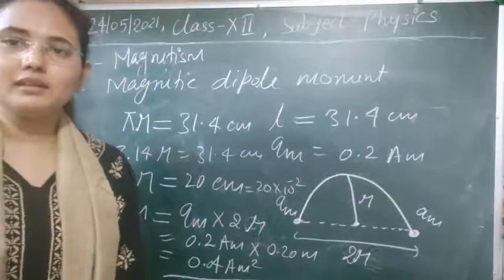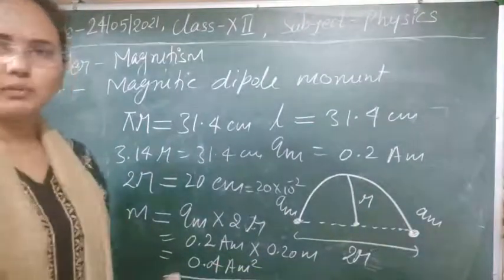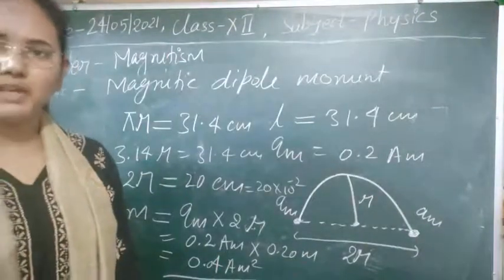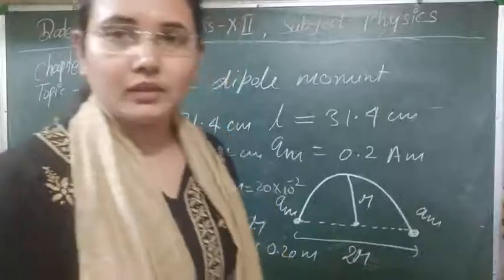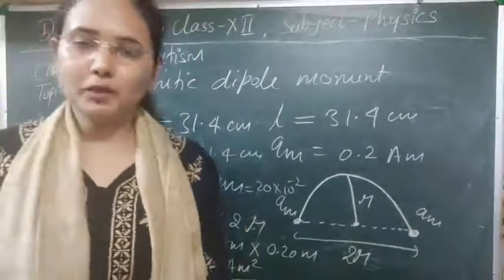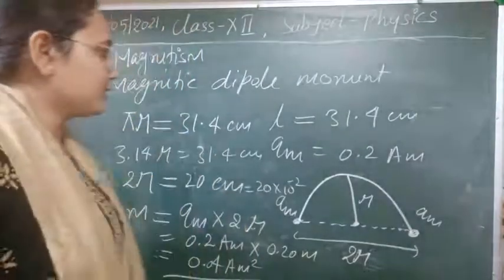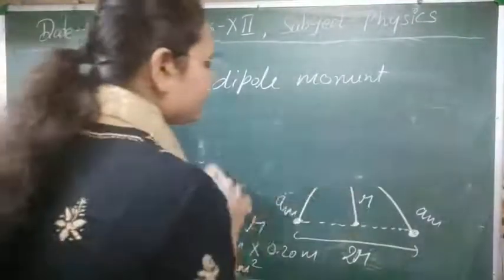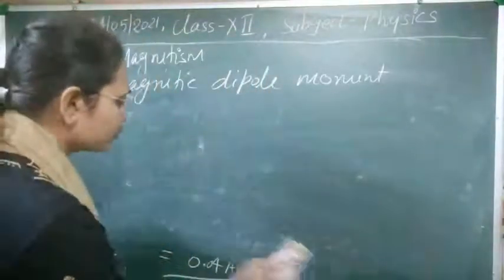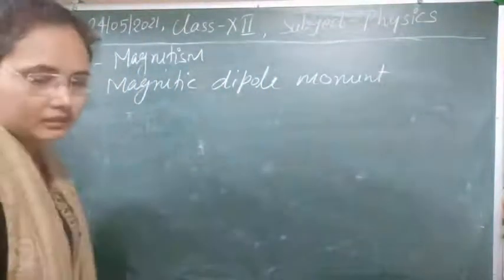So I think it is clear how you can solve the numerical problem. This is a very easy numerical problem based on the formula. The next numerical problem is based on the same topic, so let's see that. In the next class we will discuss the magnetic lines of force and other properties of the magnet.